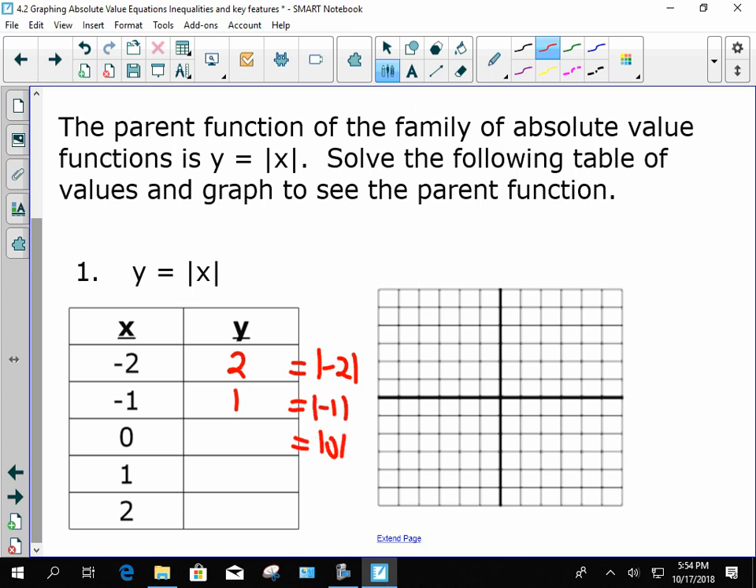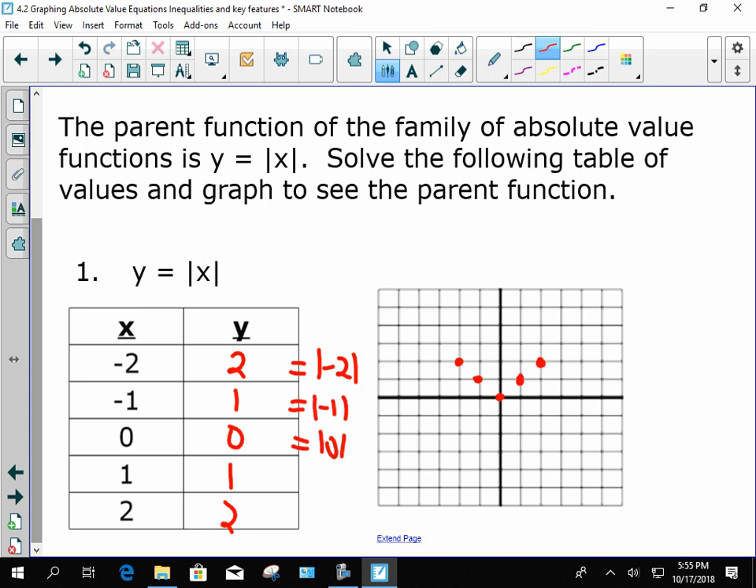The absolute value of 0 is 0. Absolute value of 1 is 1. Absolute value of 2 is 2. So now we get a parent function. This is the function. Anytime you have an absolute value, this is what the graph looks like. When it's the absolute value of just x, it looks like this. So, negative 2 is at positive 2. Negative 1 is at positive 1. 0 is at 0. 1 is at 1. And 2 is at 2.